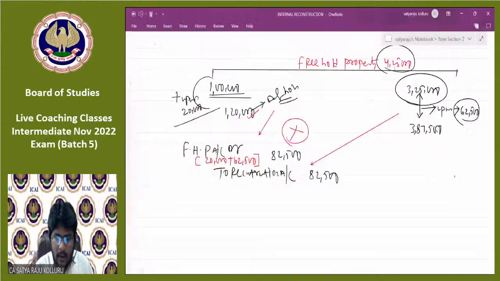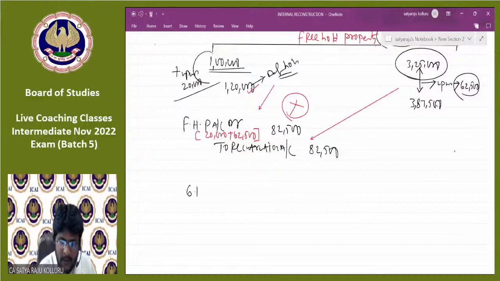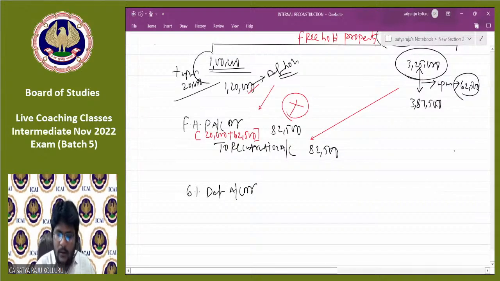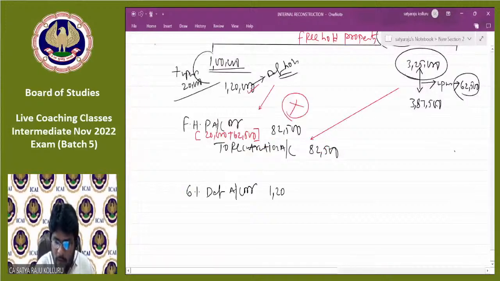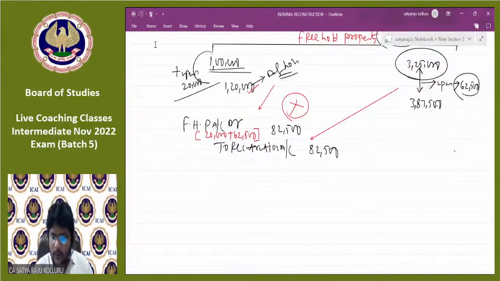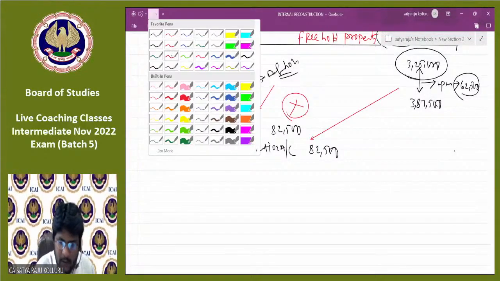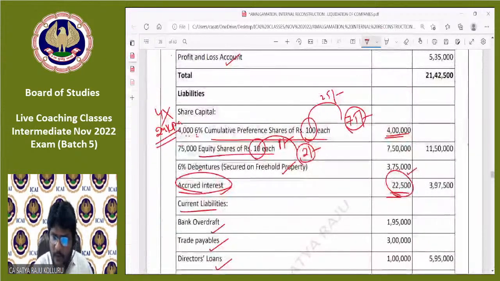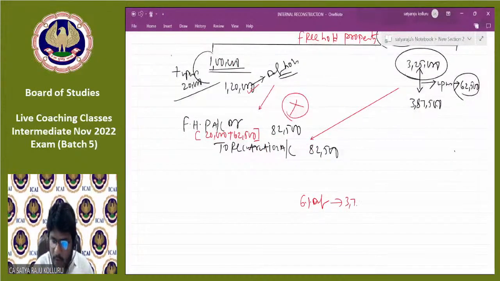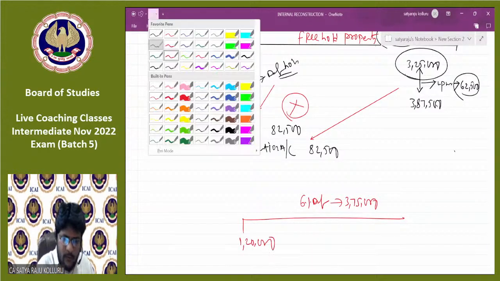Then 6% debentures account debit, that is, he's only talking about 1,20,000. I am also paying 1,20,000 only. Or first, let me put the conceptual clarity. Then I'll put the entry. That is also a better thing. First, let me put 6% debentures. So total 6% debentures, how much? 3,75,000. Out of this 3,75,000, first we are paying 1,20,000 in the form of freehold property.